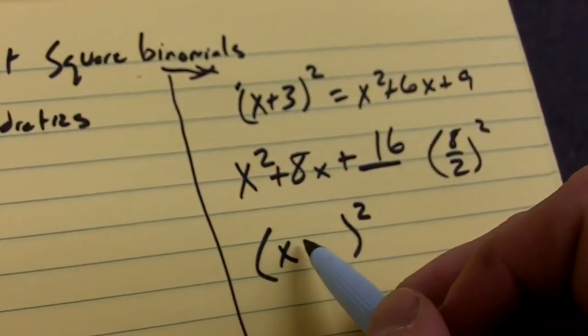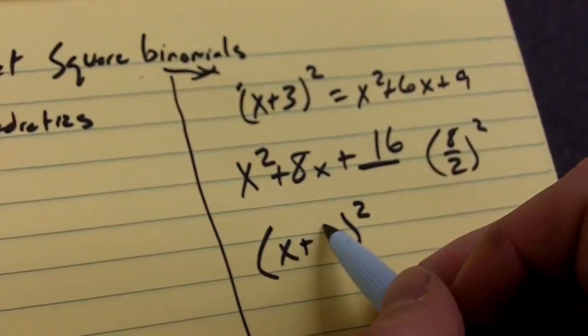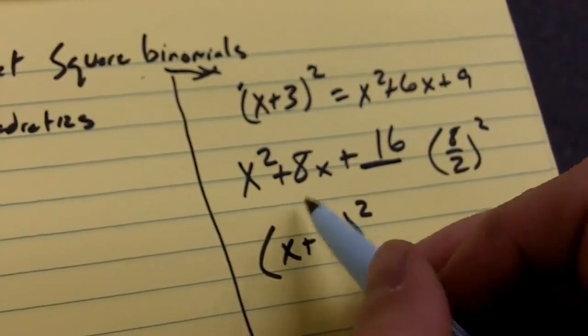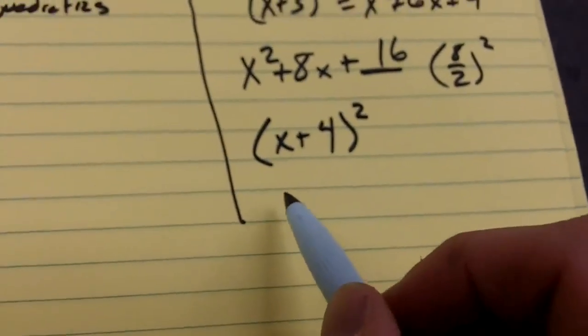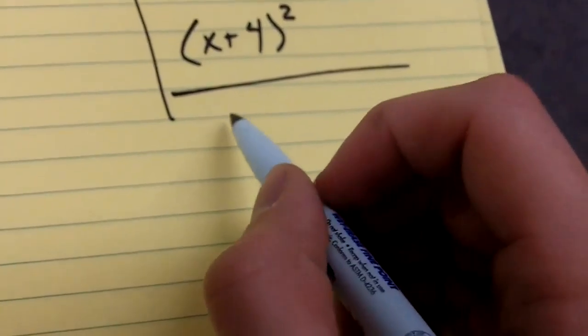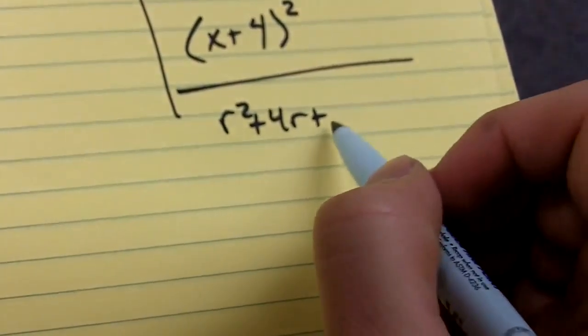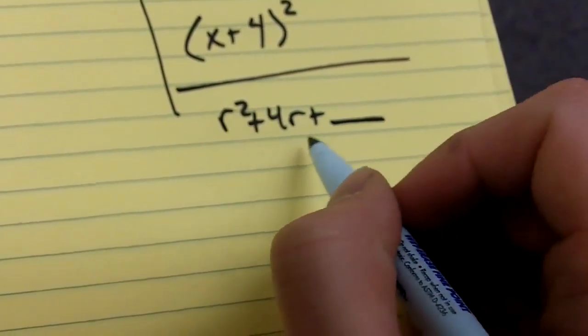Does this give me a perfect square trinomial? Yeah. The square root of 16 is 4, and if you multiply this back out, you get x squared plus 8x plus 16. We did a couple of examples like this. Here's one off your homework, r squared plus 4r plus a blank, and it says fill in this blank.